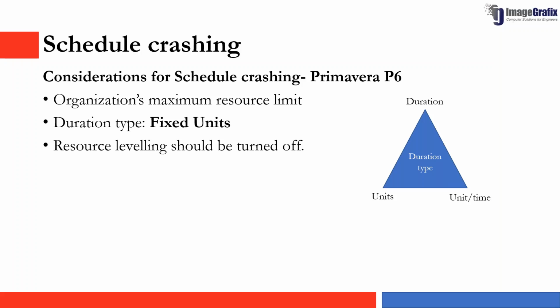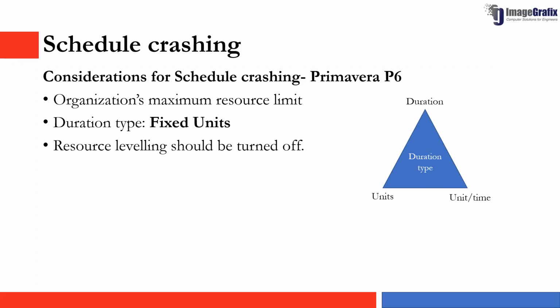And the duration type concept can be explained in an easier method. There's a triangle here you can see from the screen, where each node represents a parameter: durations, units, and units per time. So the concept of duration type is that we are fixing one end and we are inputting the other end, and the relative third end will be calculated by P6. This is the concept behind duration types followed in Primavera P6.